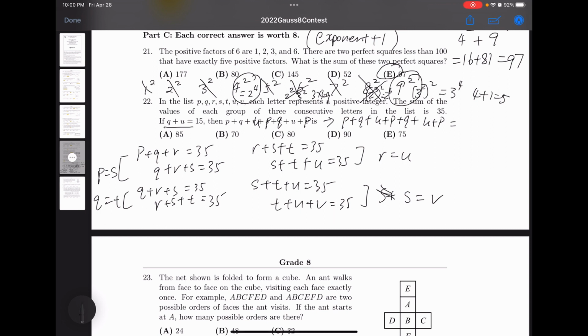And we have two sets of 15 and 3P, so it equals 30 plus 3P. Because we know that P plus Q plus R equals 35, and we can use U to replace R, P plus 15 equals 35 and P equals 20. Therefore, the answer would be 30 plus 3 times 20, which gives us 90. So D is the correct answer.